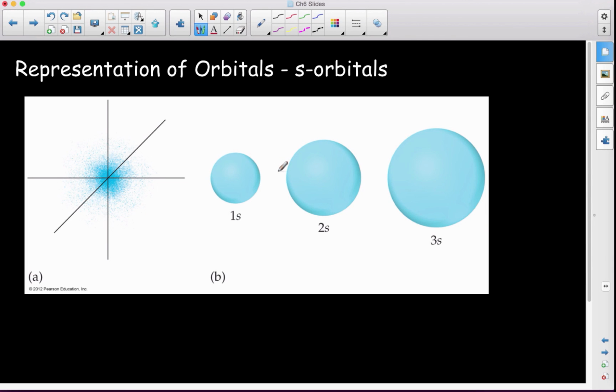Hello AP Chemistry, and welcome to a representation of orbitals. These are the different ways we can look at orbitals and some information you should know about orbitals.